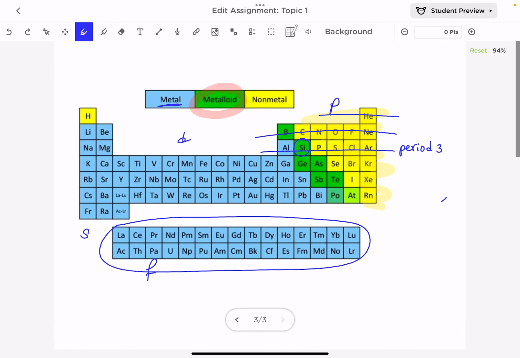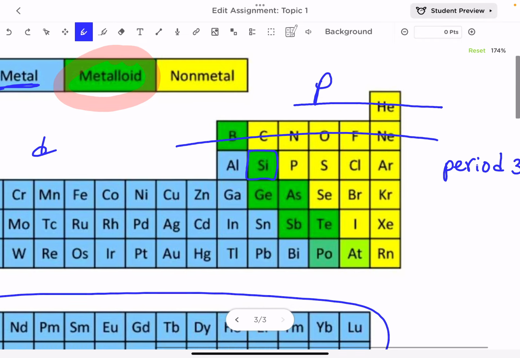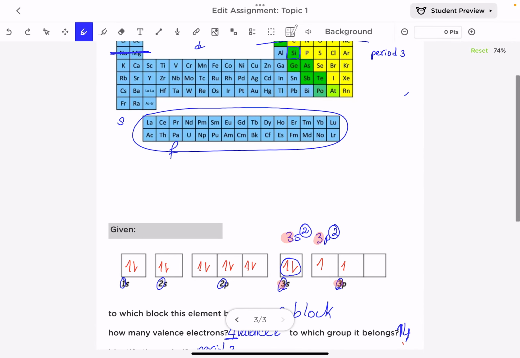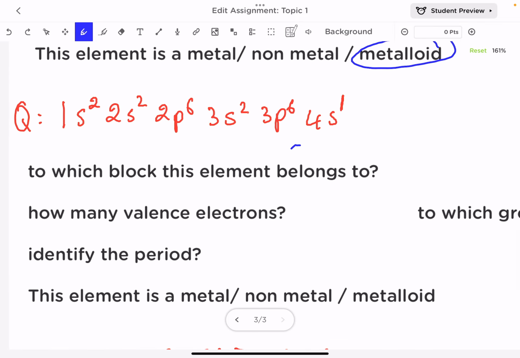Now here's the s area, and here's the p area, p block. Since this element ended in 3p2, because this is 3p1, this is 3p2, 3p3, 3p4, 3p5, 3p6. So this configuration ended with 3p2 being green. This is a metalloid.